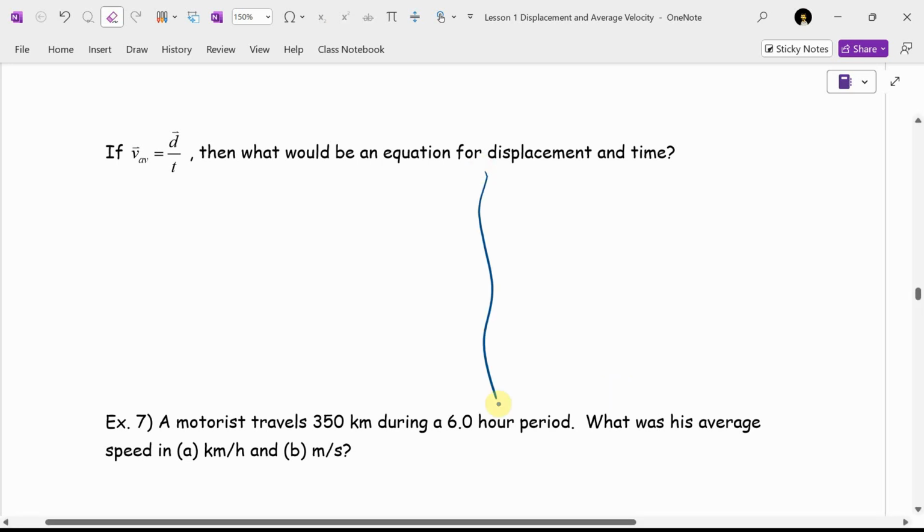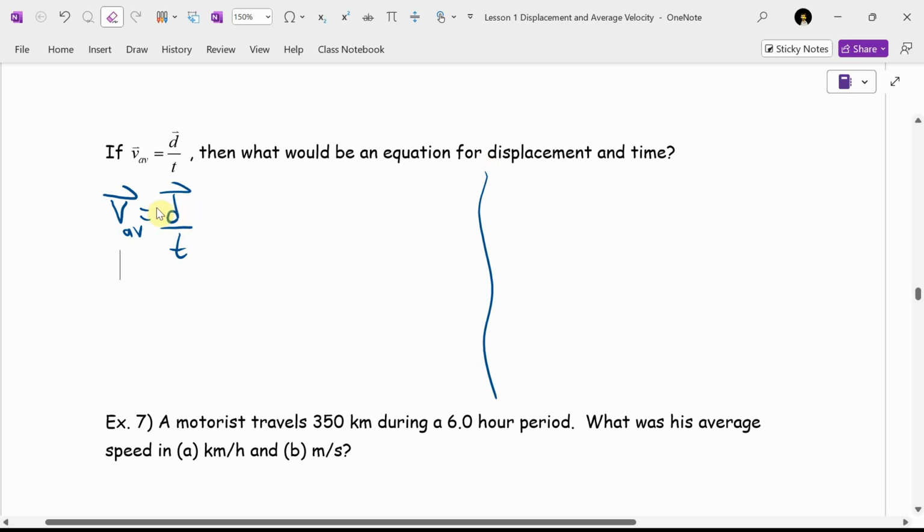So draw a little line down the middle of the page. We're going to write down the equation V equals d over t, and it's average, so I'll put an av right there. It wants an equation for displacement. What it's saying is it wants to get the d by itself.